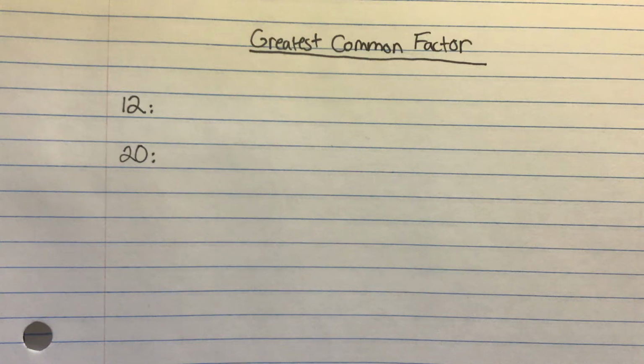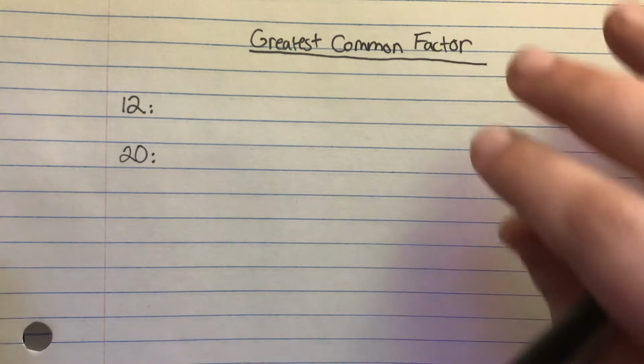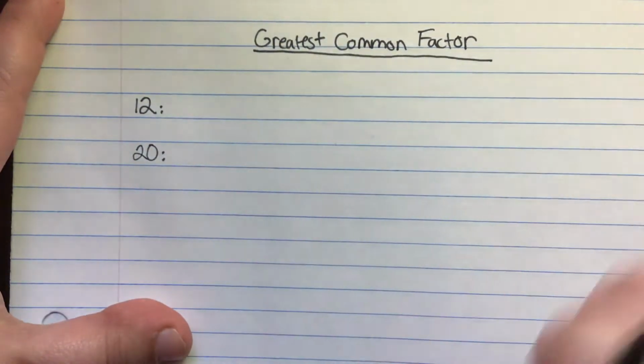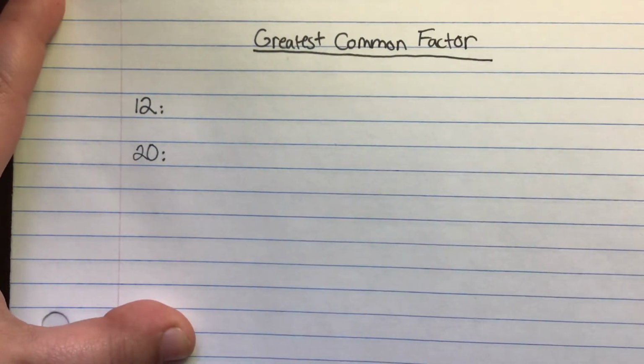So to find the greatest common factor, we are basically going to do the opposite of finding the least common multiple. Instead of finding the multiples of our numbers, we're going to find the factors, so the numbers that multiply together to give you that number.